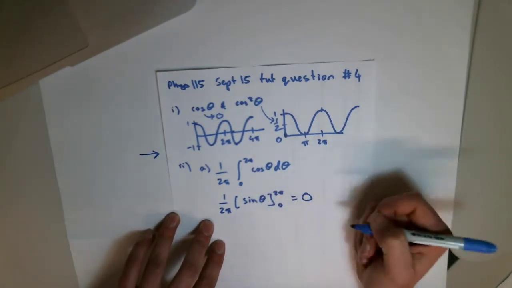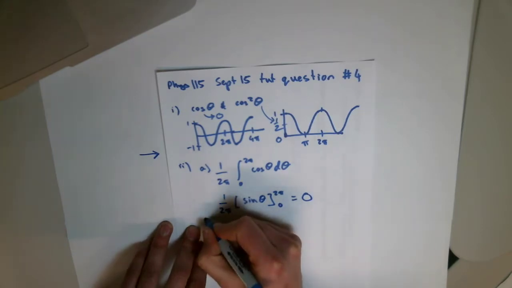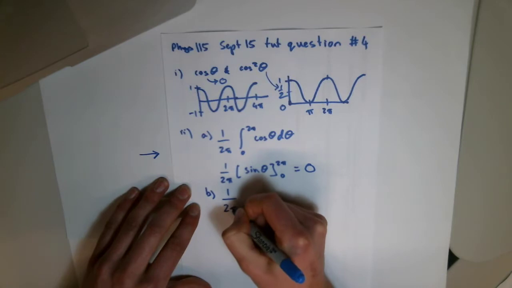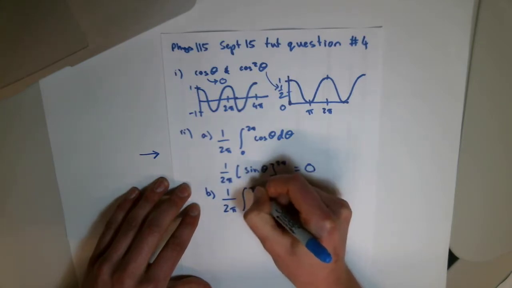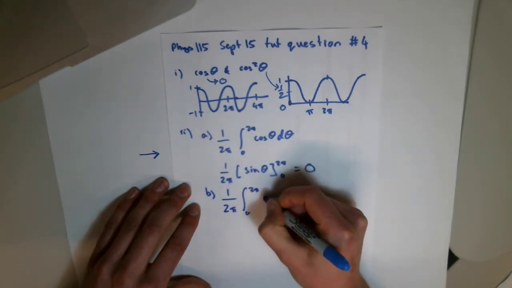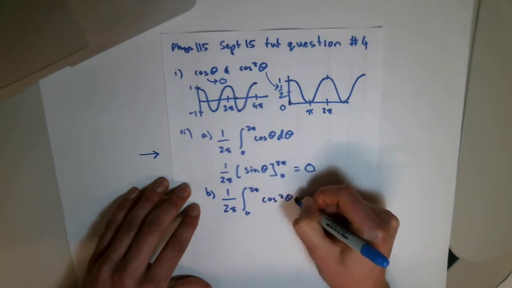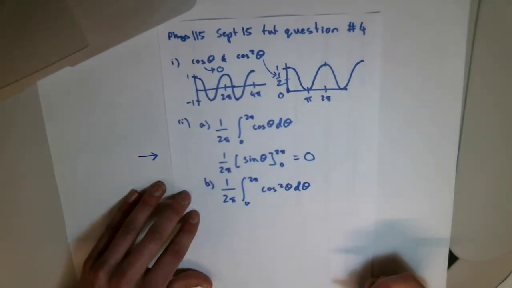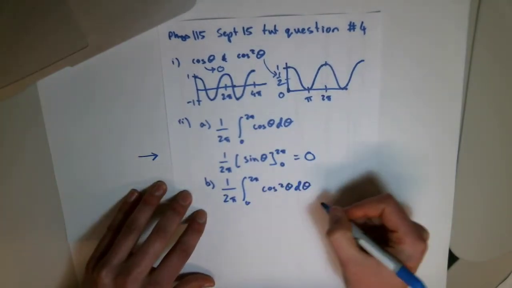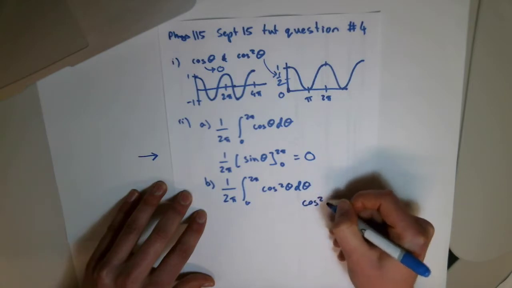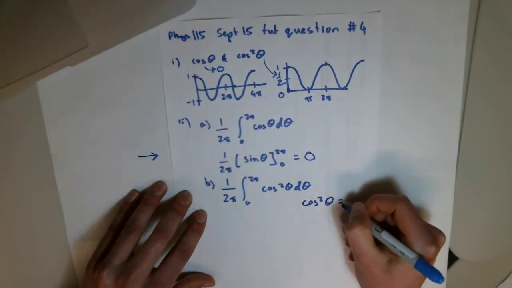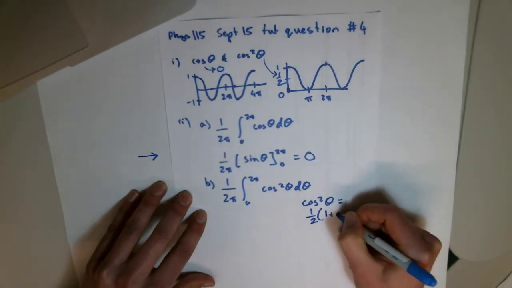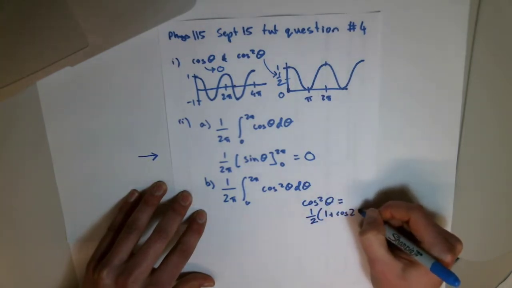Sine theta at 0 is 0, sine theta at 2 pi is also 0, so 0 minus 0 is going to give us 0. For the second bit, we've been asked to do the same thing but for cosine squared theta. So 1 on 2 pi, integral between 0 and 2 pi, cosine squared theta d theta. And we've also been given the trigonometric identity stating that cosine squared theta equals 1 on 2, 1 plus cosine 2 theta.